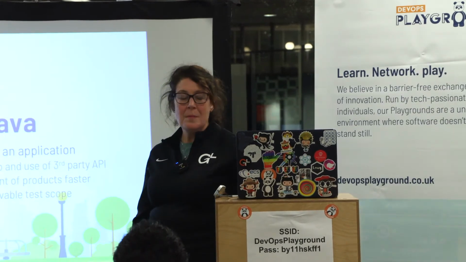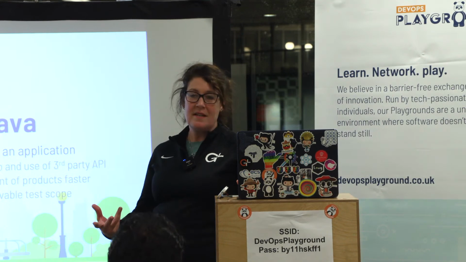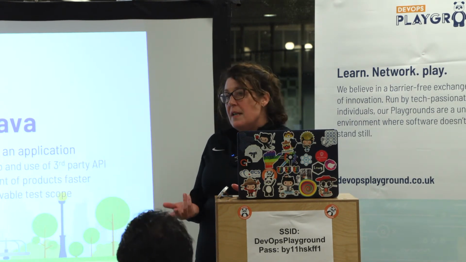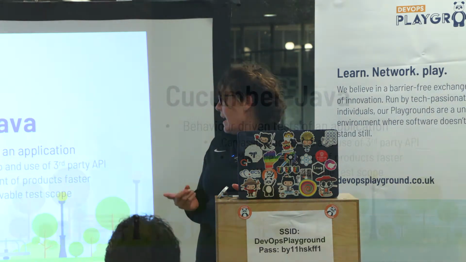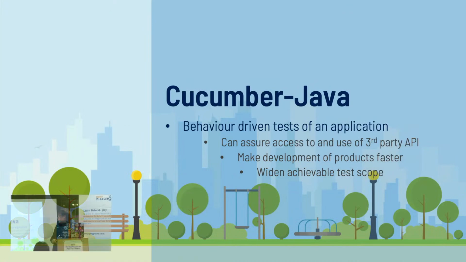So Cucumber-Java, essentially, this is about behavior-driven tests of an application. This will allow you to assure access to and use of third-party APIs. It makes development of products faster, and it can widen your achievable test scope.